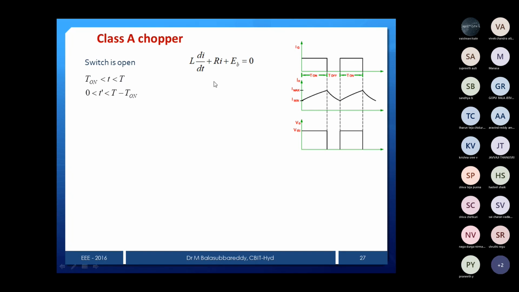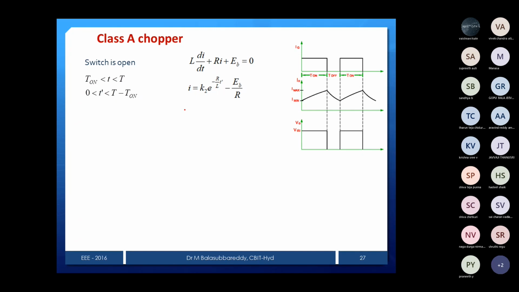From this, I is equal to, what can I write? Here there is only one particular integral. Earlier we had two particular integrals, complementary function as usual, and now the particular integral is only one. So minus EB by R. Then current I is equal to another constant K2 e power minus R by L into T dash, minus EB by R. That is the current. Now how will you get K2?